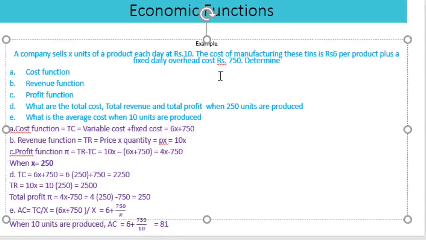Therefore, here the question is the total cost of producing X units is 6 per unit plus the fixed cost of 750. Then derive the cost function, revenue function, profit function. Then find the value of these functions when 250 units are produced. Then find the average cost when 10 units are produced. These are the solutions to this question.